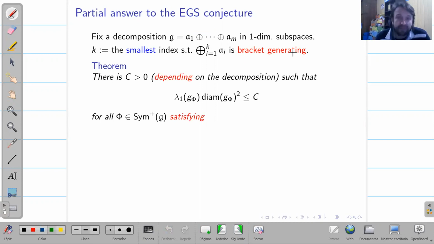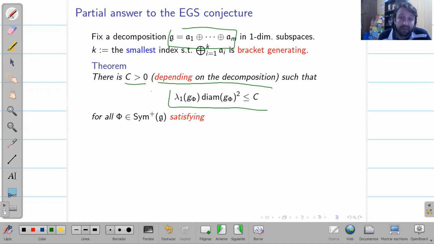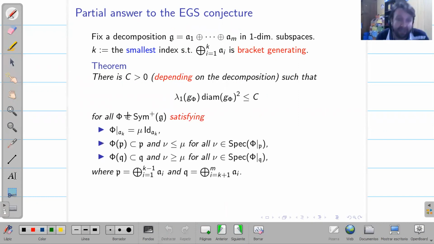So the theorem says that you fix this and you pick K, the smallest index. This is unique, of course. And the theorem says that there is a positive constant, but it depends on the decomposition. That's the problem. And this is true. We have the upper bound, but for some subclass of left-invariant metrics, which we explain now. Only the left-invariant metrics associated to positive definite symmetric endomorphisms that satisfy this.